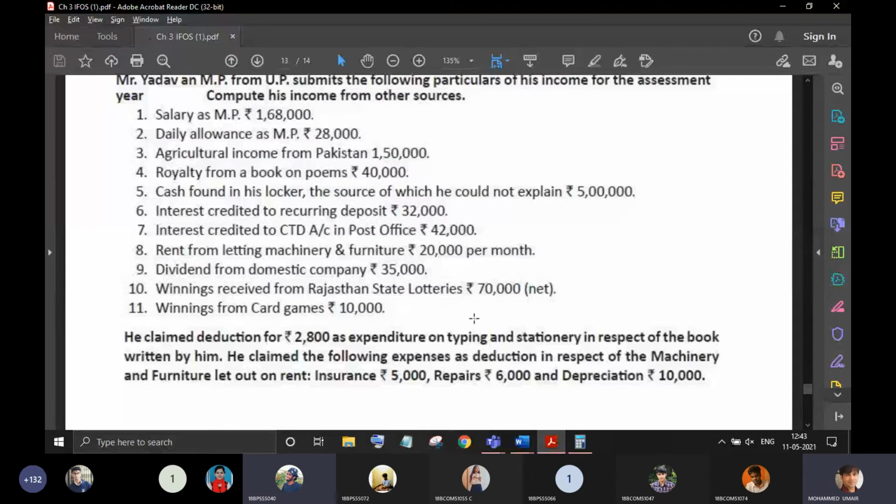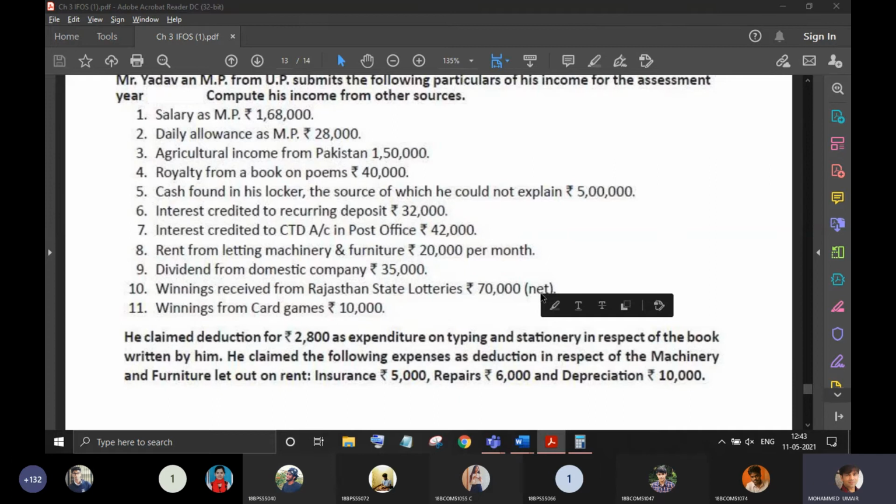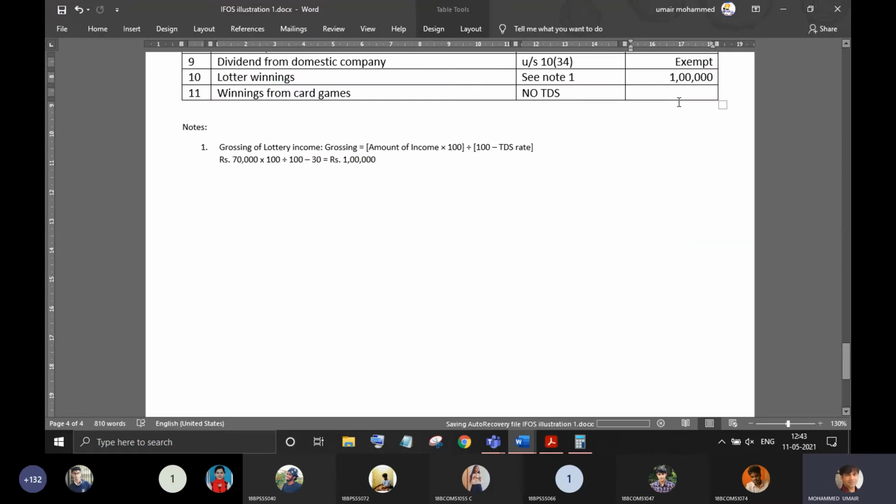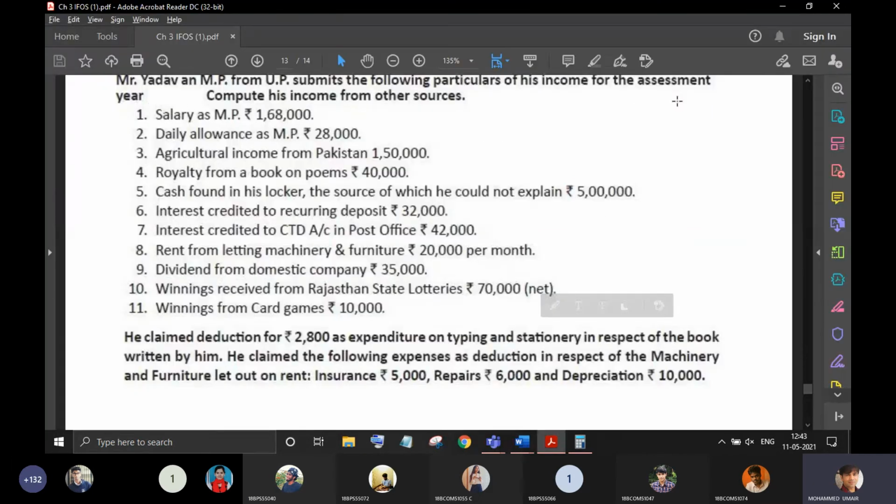Remember, and this is very important. We do TDS only if the word net is given. In case, let's say, this word was not mentioned here, then we assume that the amount which is given here is already after grossing. So only if the word net is mentioned, you do grossing, otherwise you don't do grossing. So that's the simple assumption you people have to follow in the examination.